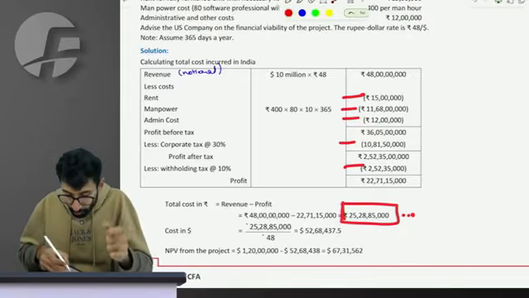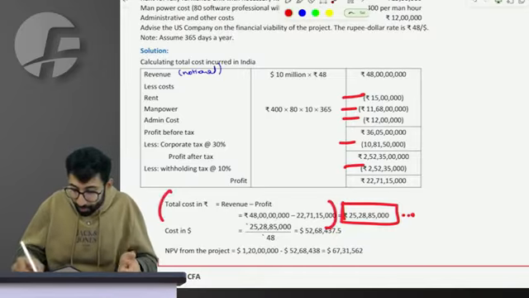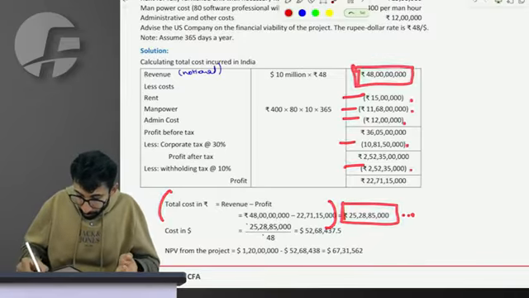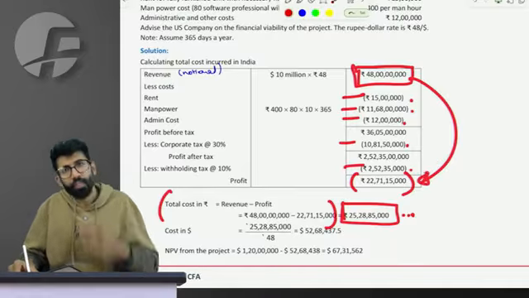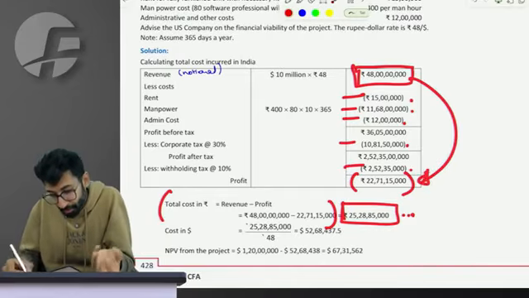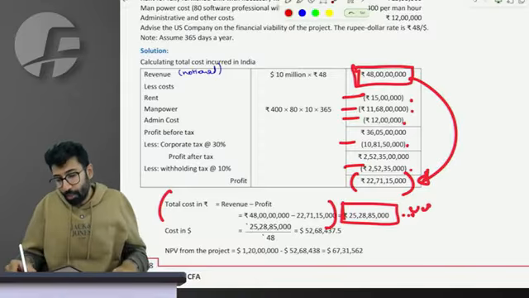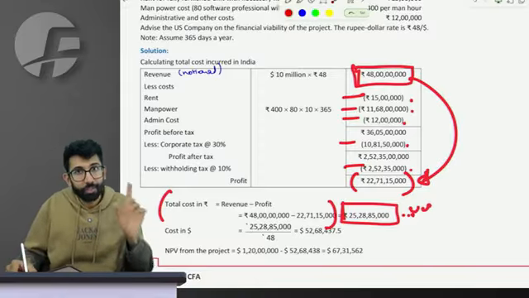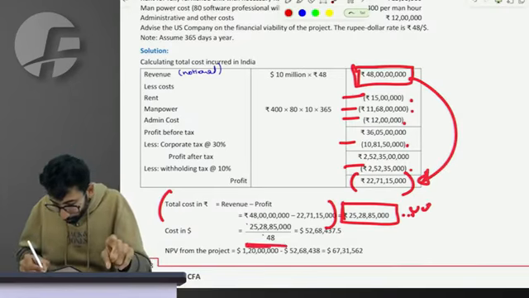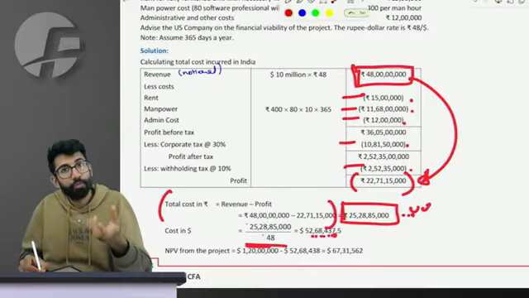Another choice which the institute has used is, rather than calculating the total cost, from the total revenue deduct the profit. Automatically you will know how much is the total cost, which will also give you 25, 28, 85,000. Correct? This is the cost in Indian rupee outflow. If you convert it to dollar, you will know your dollar outflow.